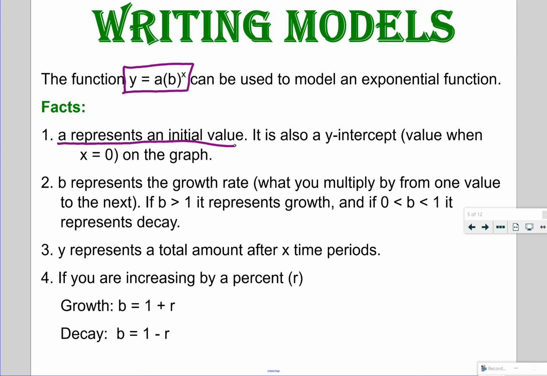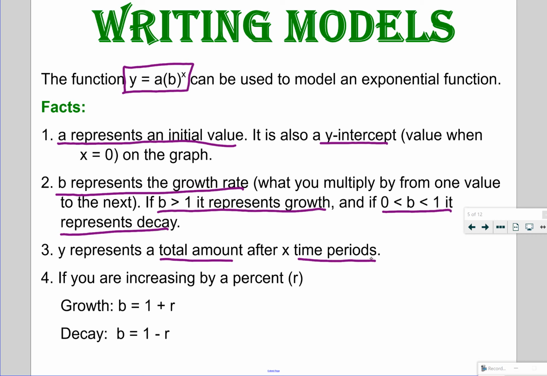A represents the initial value, okay? It's also going to be a y-intercept on the graph. B represents a growth rate, what you multiply by. So B is greater than 1 if it represents growth, and B is between 0 and 1 if it represents decay. Y represents a total amount, and X is your time periods.